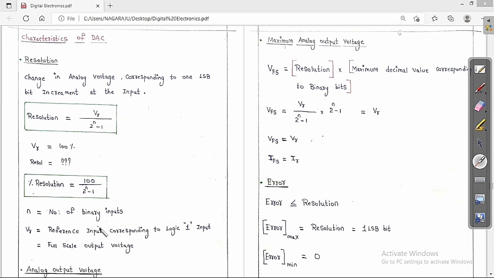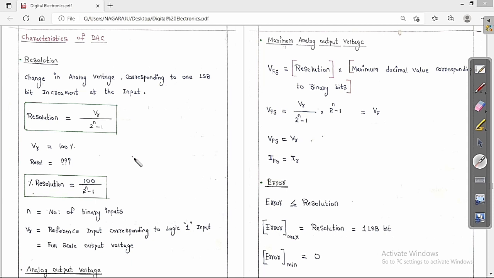Where small n is called the number of binary bits, and VR is called the reference input corresponding to logic 1 input, and it is also called the full scale output voltage. This is a very important thing that you always have to keep in your mind.